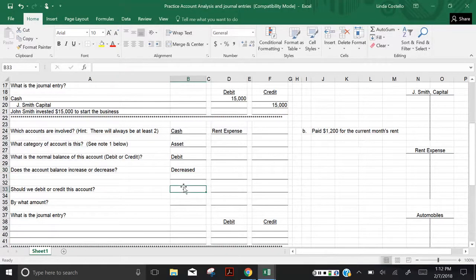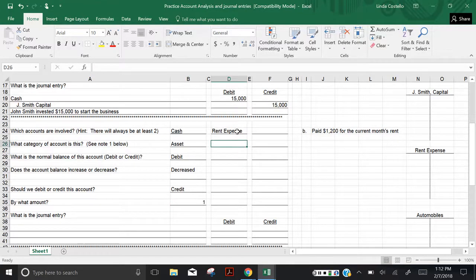Should we debit or credit the account? Well, if we want to get cash to decrease, we have to do the opposite of its normal balance, because like signs add and opposite signs subtract. So we're going to have to credit cash to decrease its balance. By how much? $1,200.